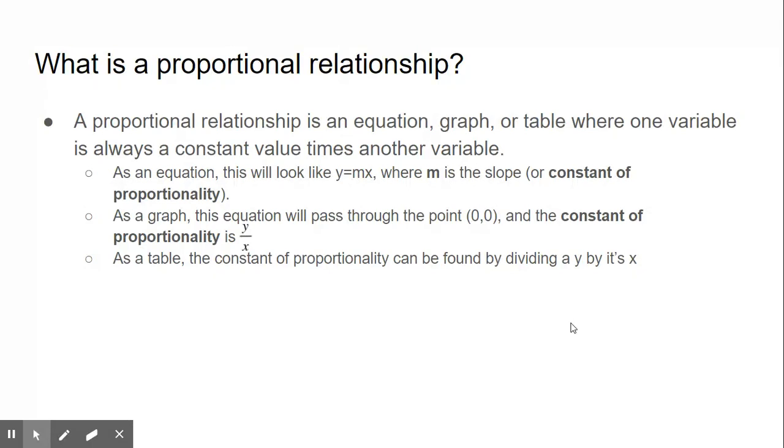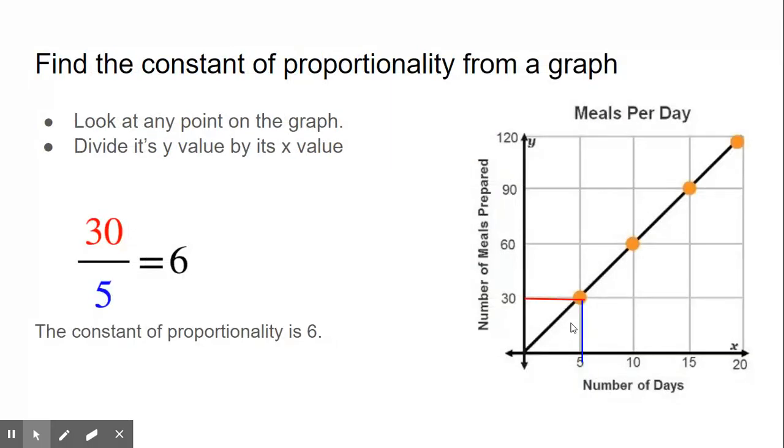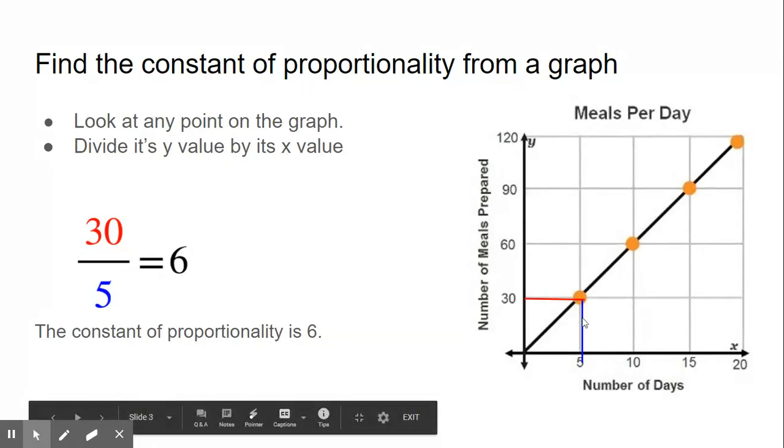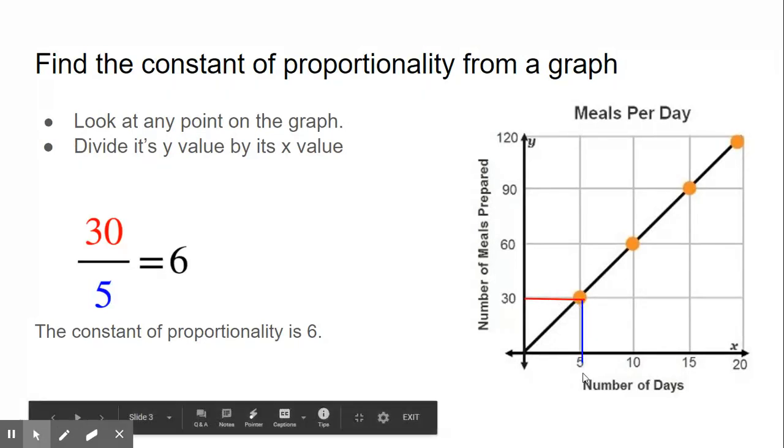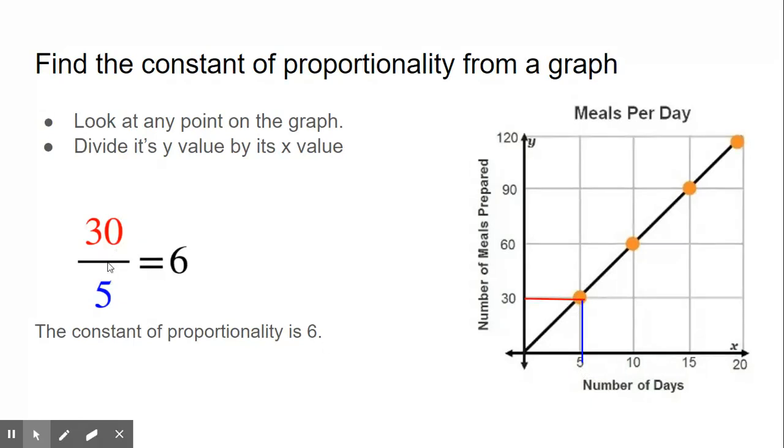So I'm going to go through 3 different examples and a word problem with you so you can get a little bit more comfortable with this topic. To find the constant of proportionality from a graph, we can look at any point on the graph and then divide its y value by its x value. On this particular example, I chose this coordinate, and I look at the y value, which is 30, and I divide it by the x value, which is 5. So 30 divided by 5 is 6, which means our constant of proportionality is 6.